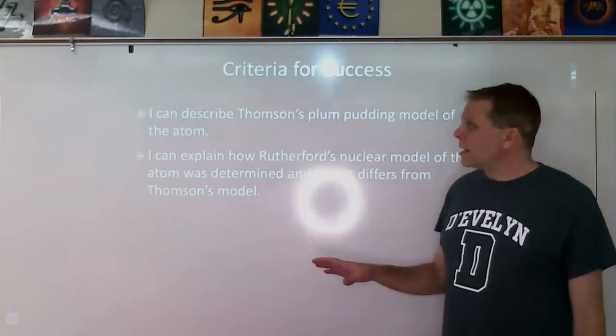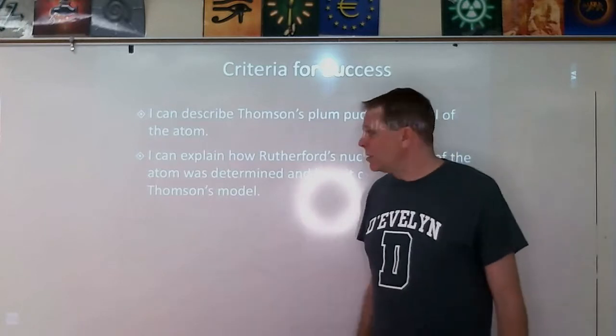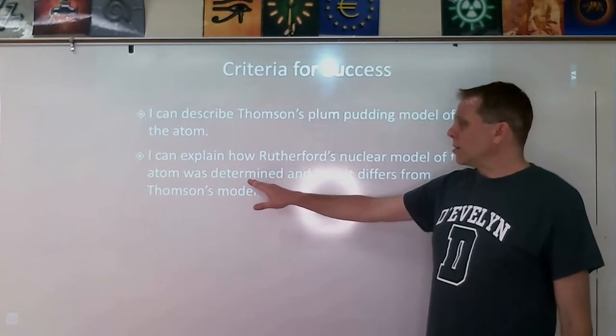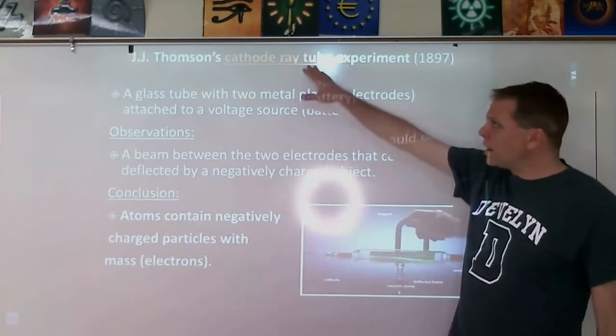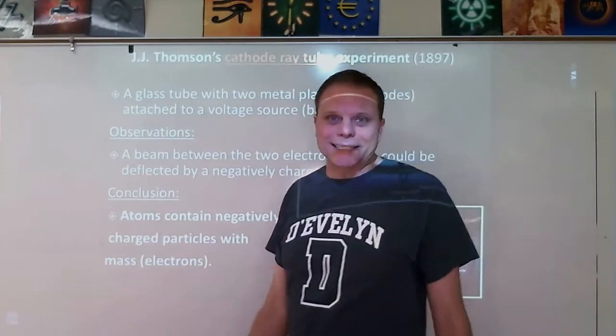Okay, so when we're done here today, you should be able to describe Thomson's plum pudding model of the atom and how it came about, and then explain how Rutherford's nuclear model of the atom was determined and why it's different than Thomson's. Okay, so first of all, let's look at J.J. Thomson's cathode ray tube experiment. This is back in 1897.